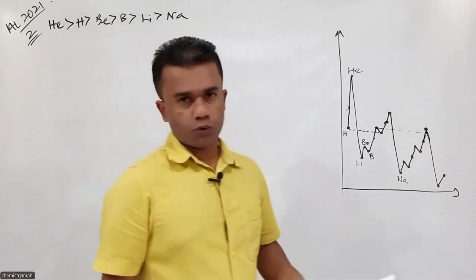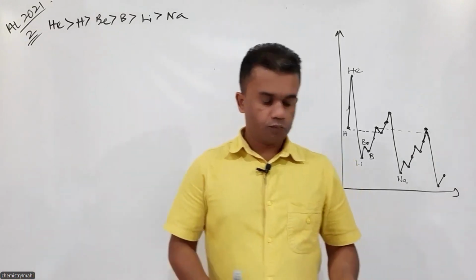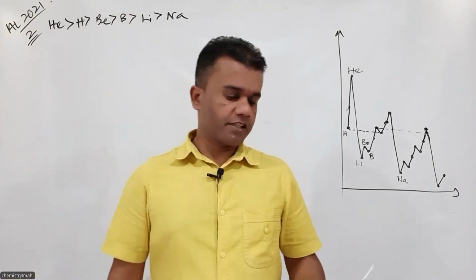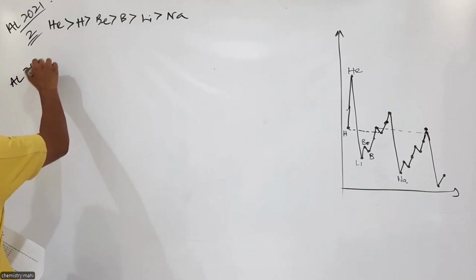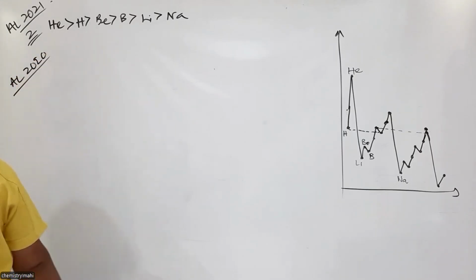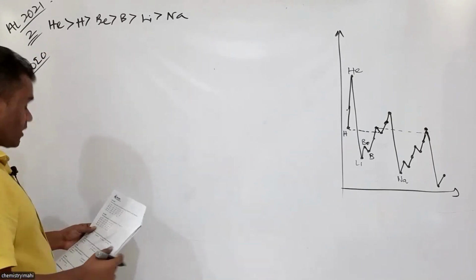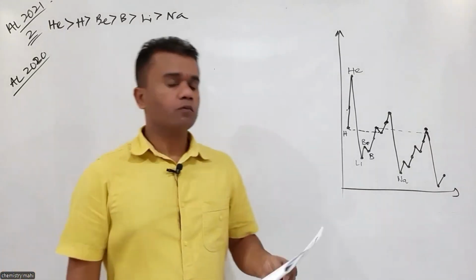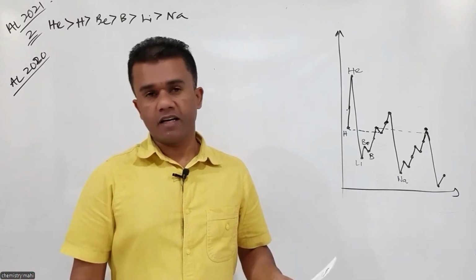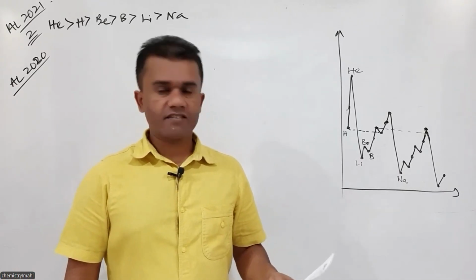It's the answer to 2021. Answer to 2020. Decrease in order of the radii of species. It's about the radii. Decrease in order of the radii. 2020, I'm talking about. All right. It's given O2 minus, F minus, S2 minus, and Cl minus.